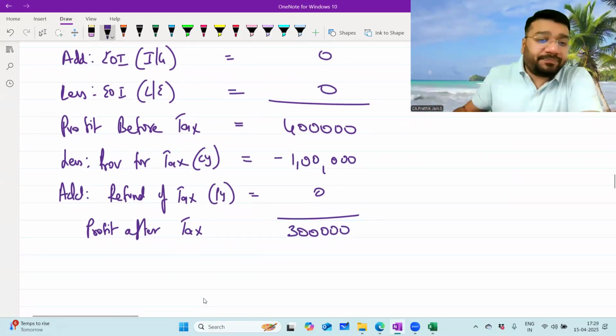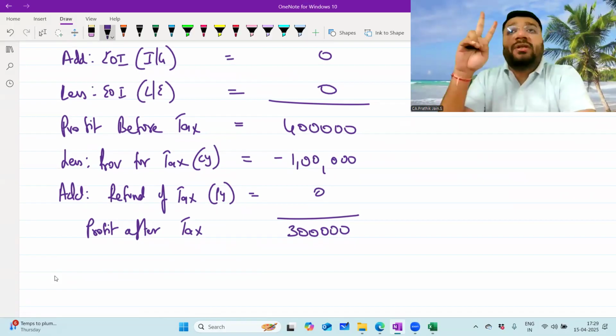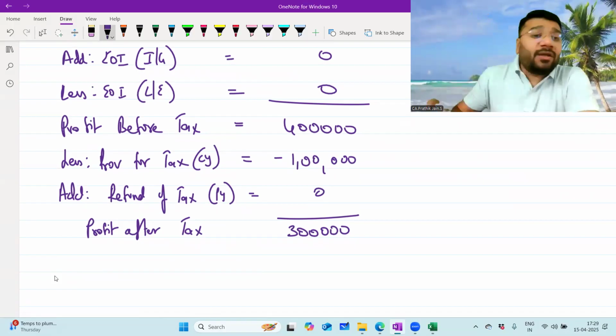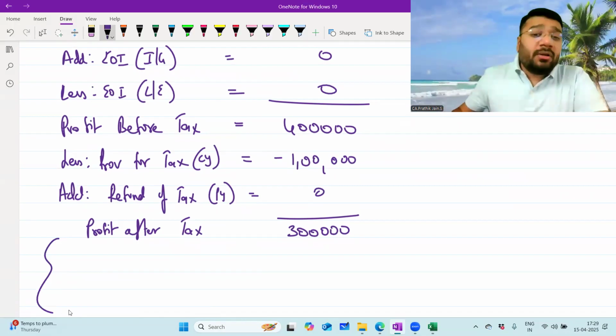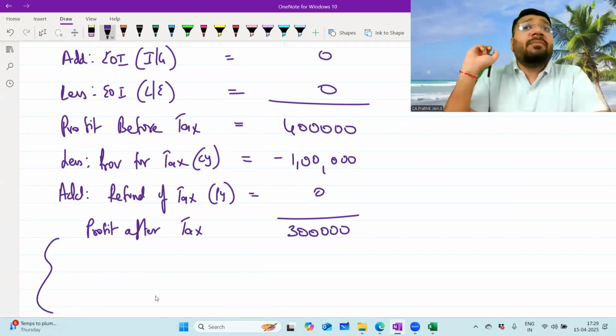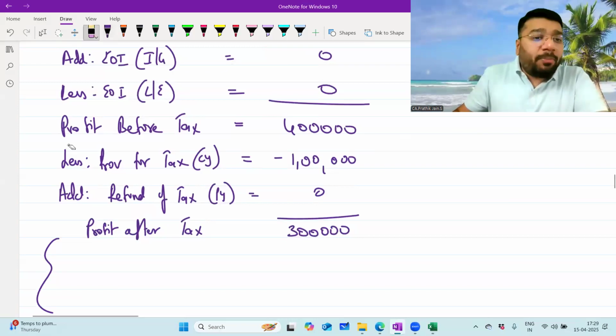Now, next. After this, what? After this, appropriation. You have to prepare the appropriation account. Here, the appropriation account can be prepared in 2 ways. One, you can prepare it in the statement of P&L itself. Or you can prepare the appropriation in the notes to accounts. Both we will do. So imagine I'm doing the appropriation here. How many items of appropriation are there?